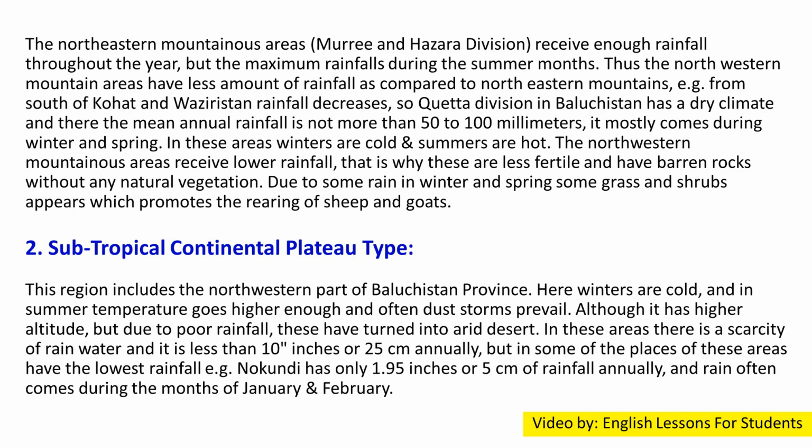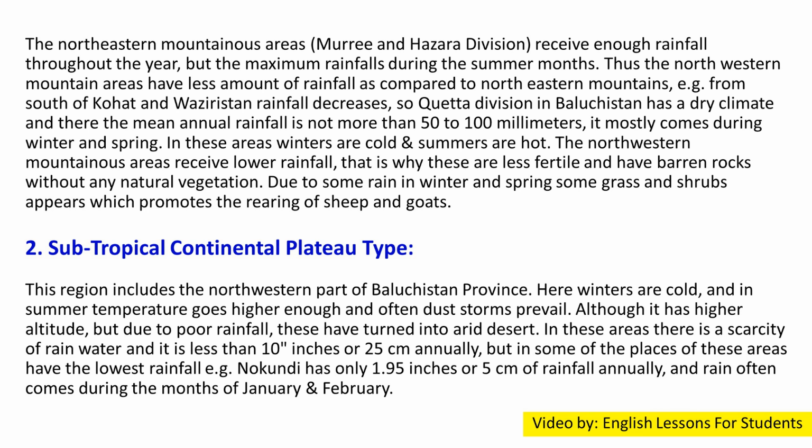Number 2. Subtropical continental plateau type. This region includes the northwestern part of Balochistan province. Here, winters are cold and in summer temperature goes high enough and often dust storms prevail. Although it has higher altitude, due to poor rainfall, these have turned into arid desert.